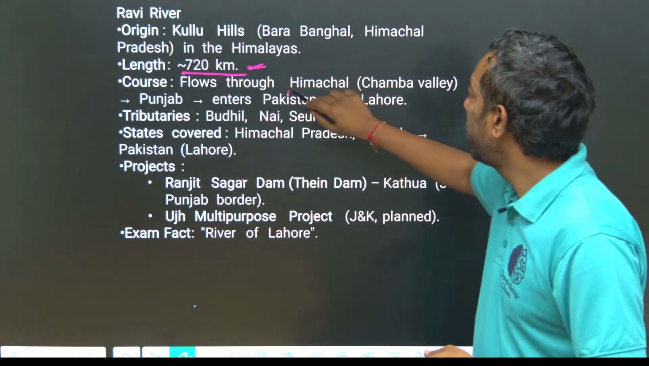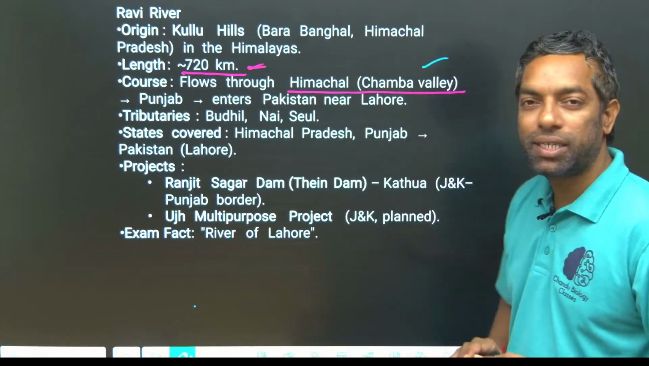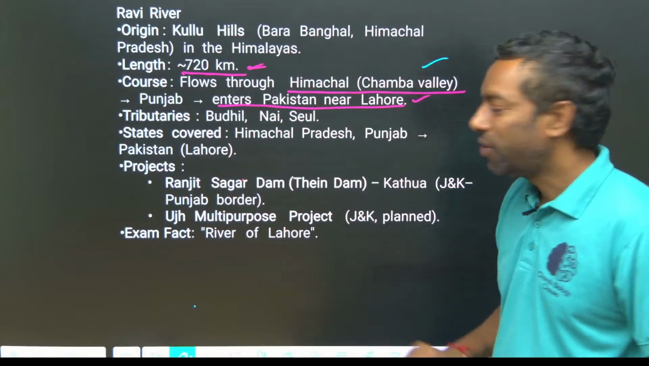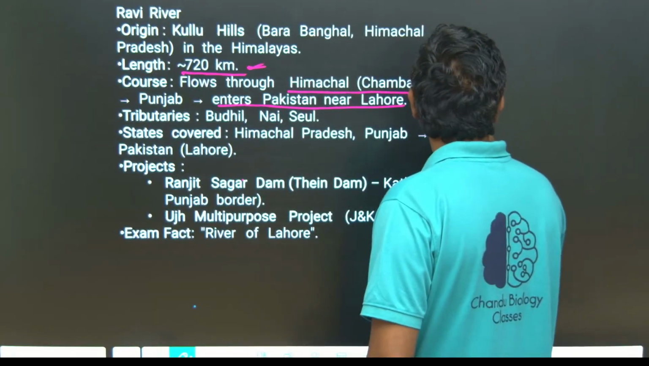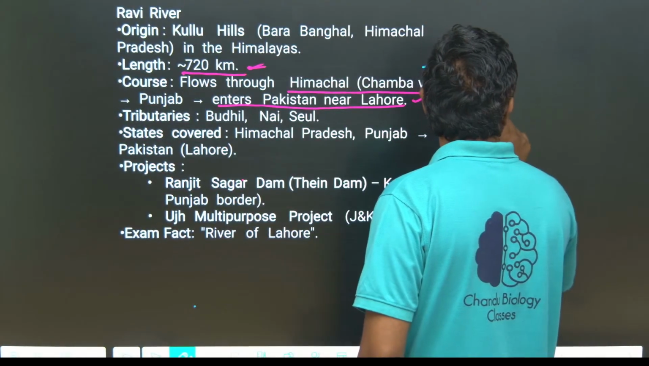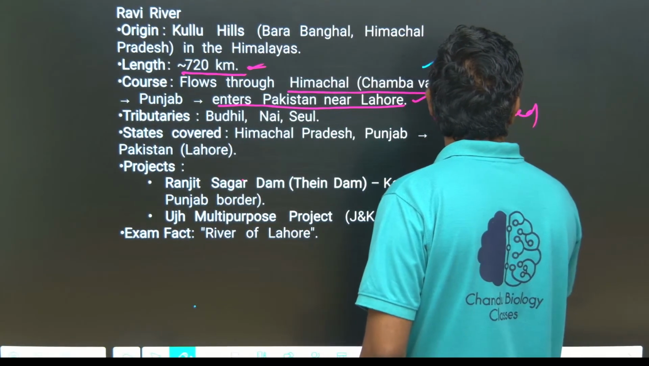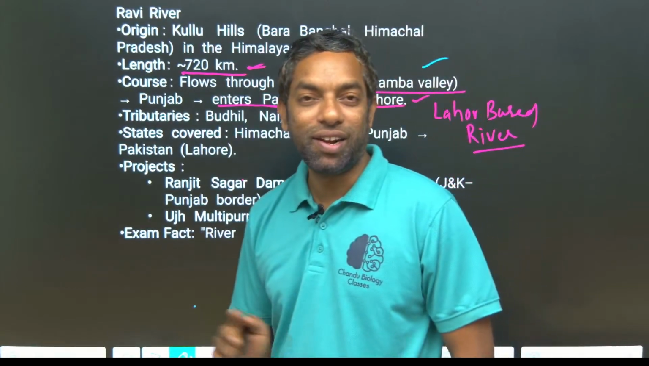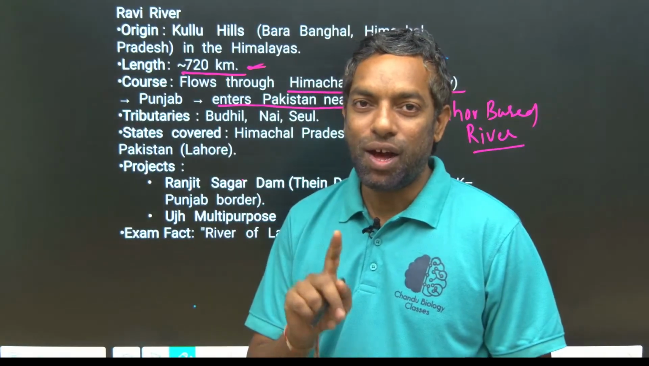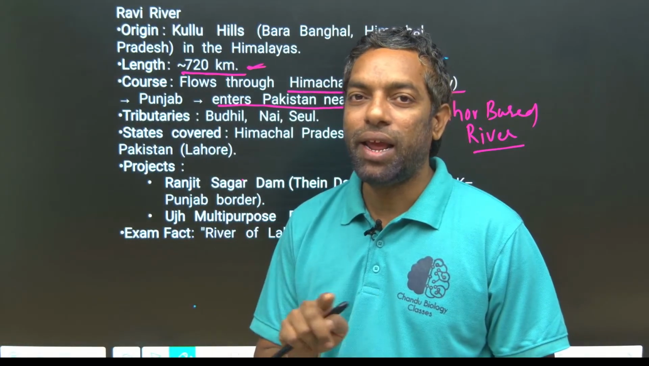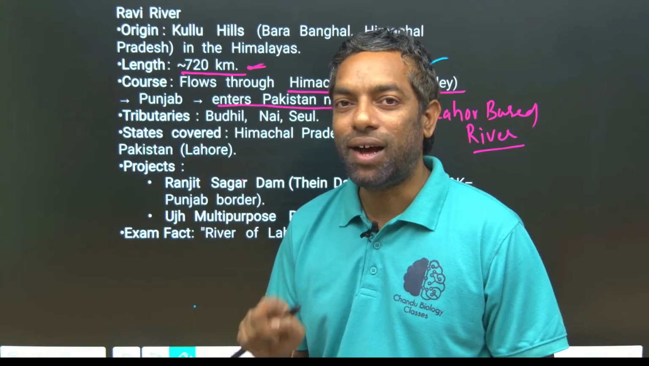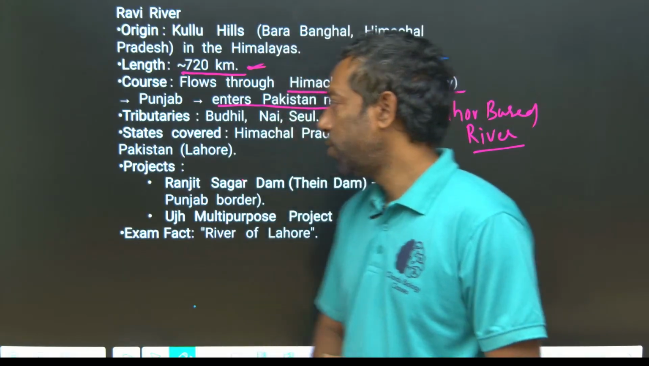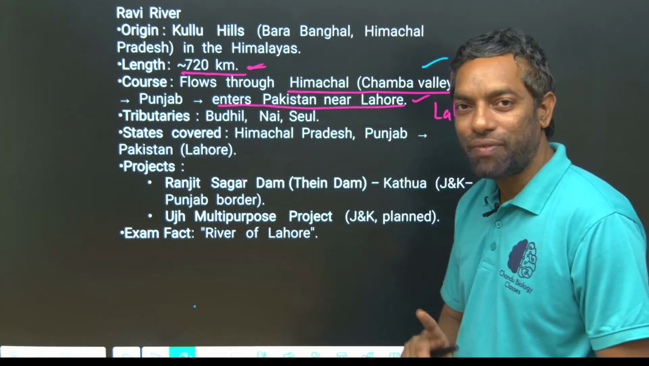It flows through the Chamba Valley in Himachal. It enters Pakistan near Lahore. The city of Lahore is based on the river Ravi. Remember, the letter R in Lahore is R in Ravi. Lahore city is based on the river Ravi. Lahore people drink Ravi water only.